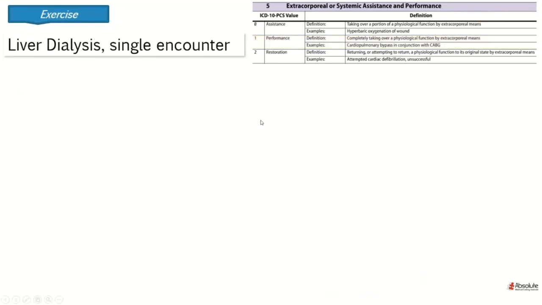All right, we've got another. We have liver dialysis, single encounter. We've got 3 root operations. Is it assistance, performance, or restoration? What is the root operation? If you say performance, outstanding, and I'm going to tell you why, because liver dialysis involves, well, no, I'll tell you on the next slide. How about that? But just work with me. If you didn't know, then I'll tell you on the next slide. All right, so your liver dialysis is performance.